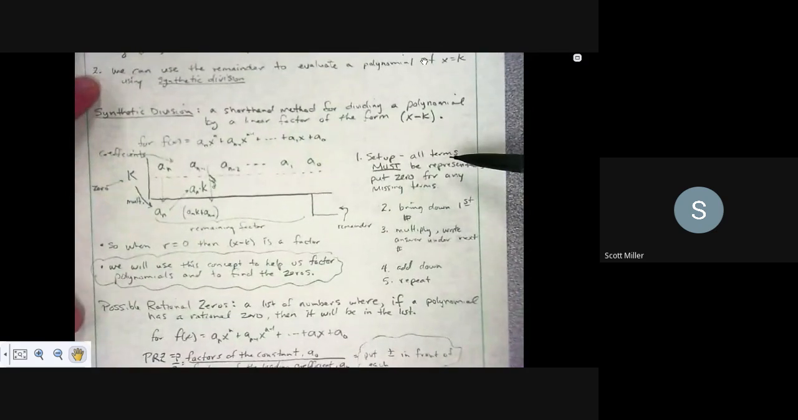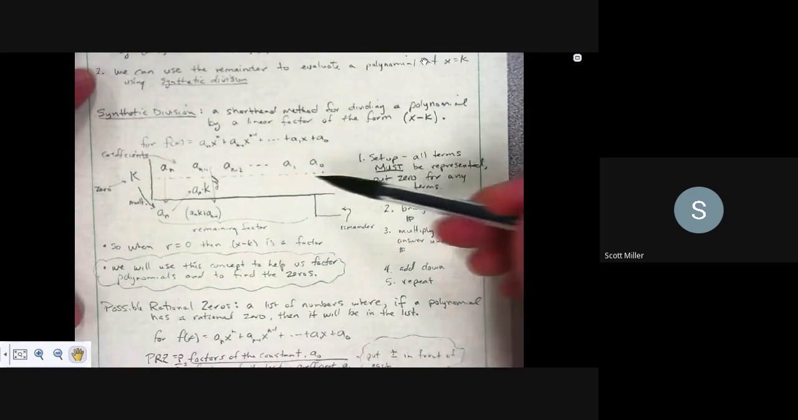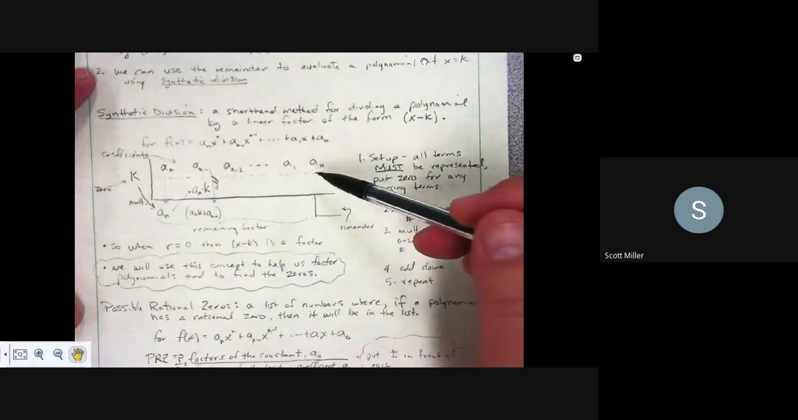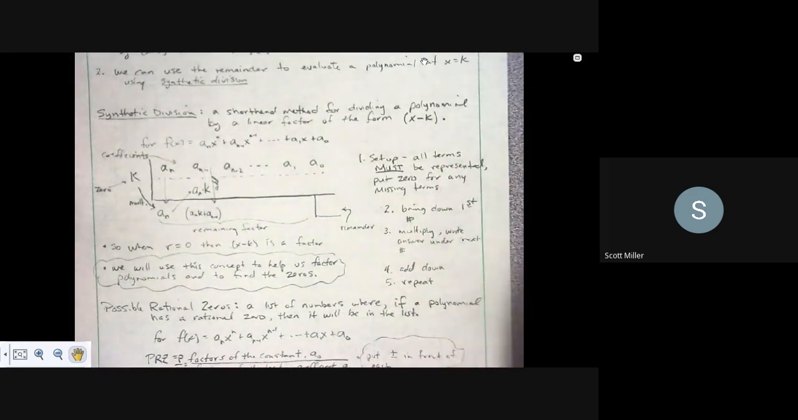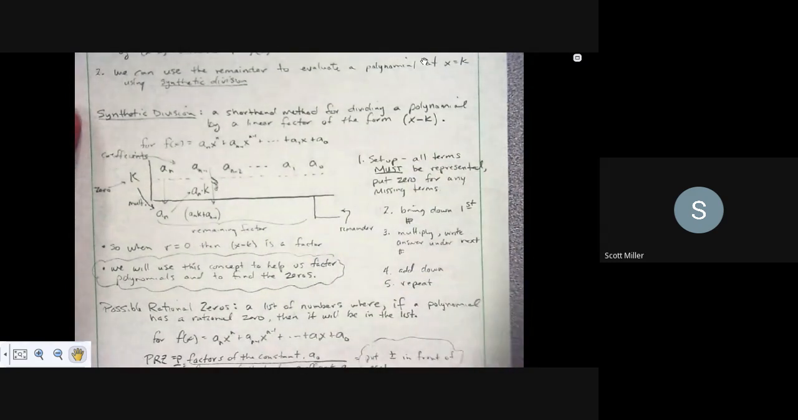The setup is just as important. It's more so important than the other one. Here, all the terms must be represented by a 0. You cannot have any vacant terms. There has to be a 0. If you miss the 0, you will get the answer wrong. Even if there's no constant, you got to put a 0 for the constant. All terms must be represented. And I go into this a little bit more and show some examples in the other video.